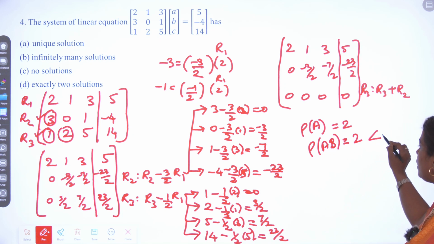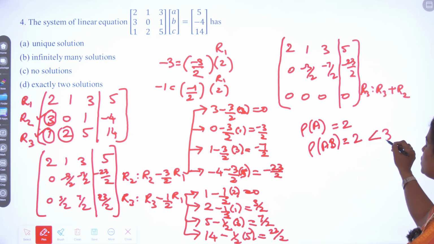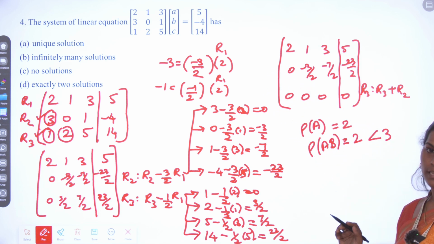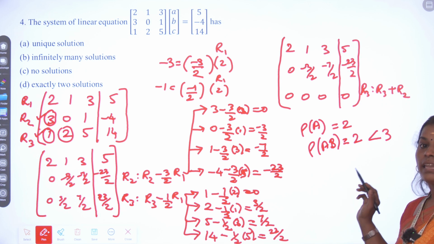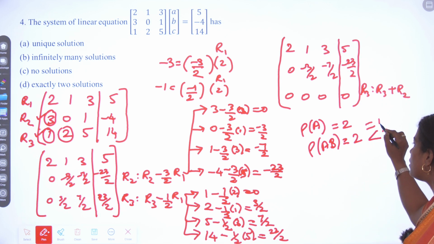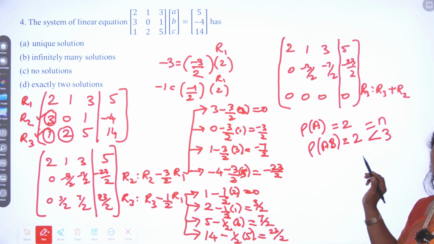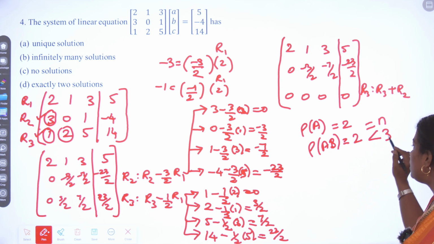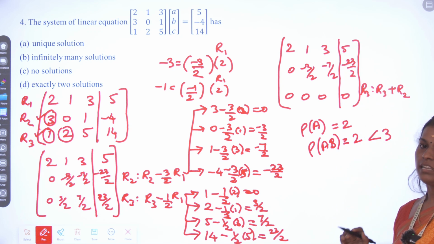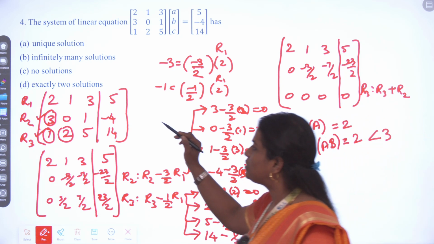But it is less than the number of variables, 3, because we have 3 variables here, A, B and C. Since the rank is less than 3, it has infinitely many solutions, because if it were equal to the number of variables, then it would have a unique solution. But here it is less than 3, which means it has infinitely many solutions. So this becomes the correct answer.